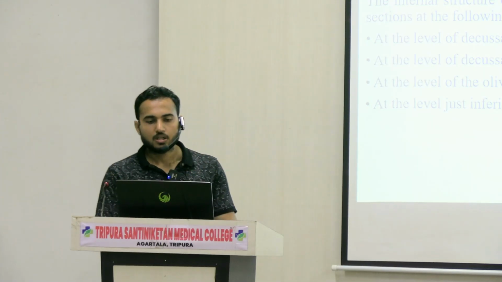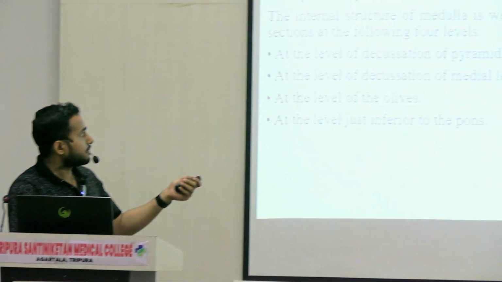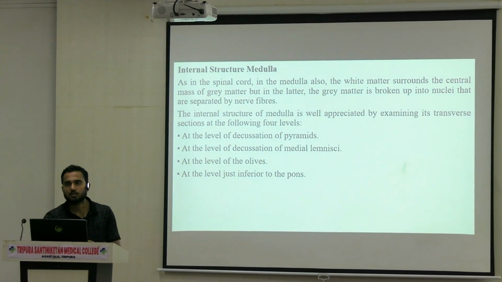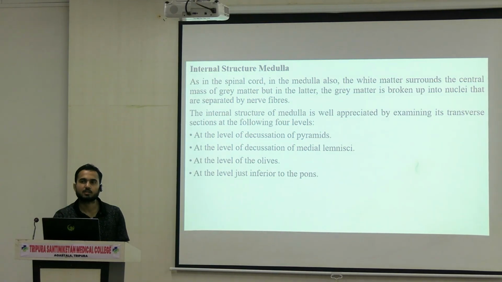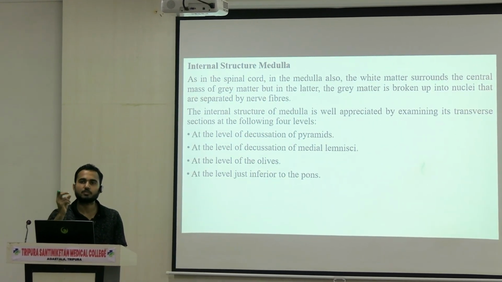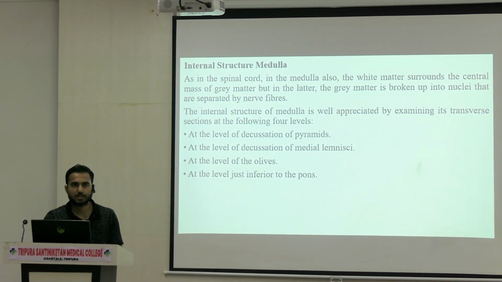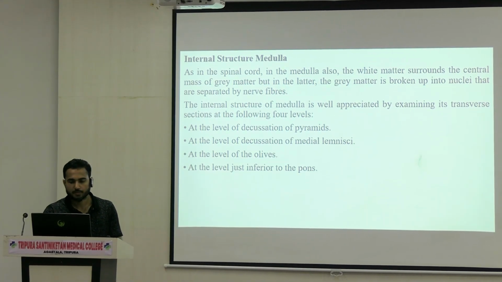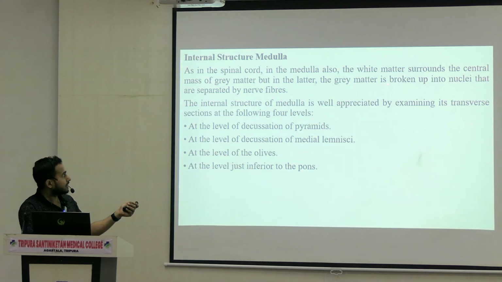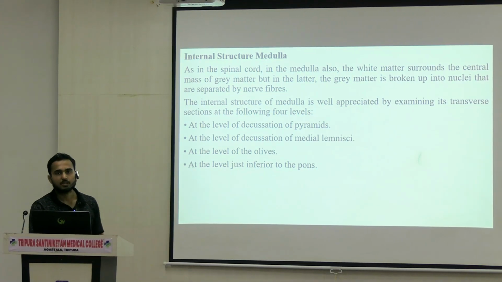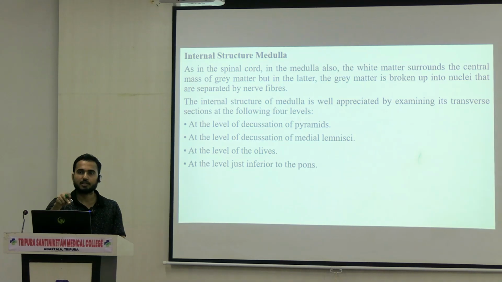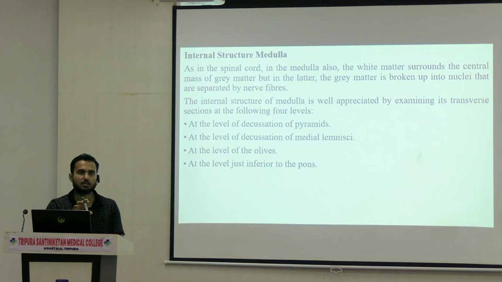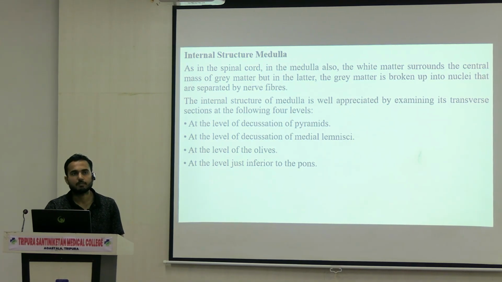First of all, the internal structure of the medulla, white matter is surrounding the central mass of gray matter, but the gray matter is broken up into nuclei. Here, instead of getting the horns, you will see that the gray matter is broken up to form different nuclei. Okay, very specific nuclei are present, because we have seen that the cranial nerves are coming out. So specific nuclei should be there. Okay. Now the gray matter is broken up into nuclei that are separated by the nerve fibers. So the nerve fibers which are there, what they will do, they will separate the nuclei. Okay. So this you can expect in the internal structure of the medulla oblongata.